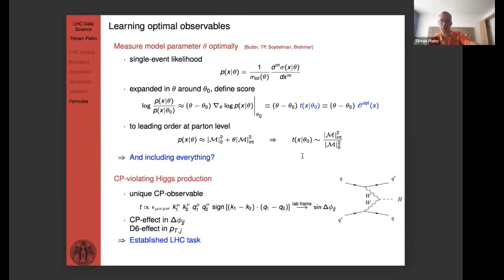The example I'm going to give you is CP violation through dimension 6, because it's a very well-known search that ATLAS and CMS are doing. We know that we can test CP violation in the weak boson coupling in the Higgs sector using weak boson fusion. The best observable to look at, which goes back to Dieter Zeppenfeld, is the sign of the azimuthal angle difference of the two tagging jets. That's the optimal observable for that.